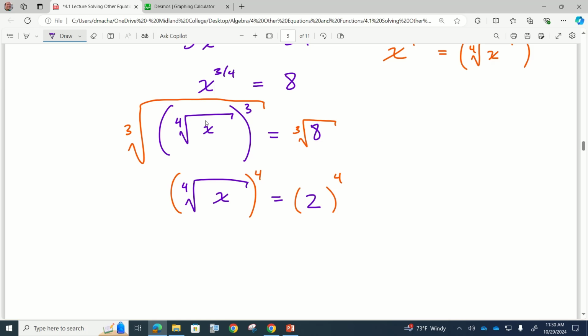So on the left side, the cube root raised to the 4th power, that cancels out, and I just get x. On the right side, what is 2 raised to the 4th power? 16, because it's 2 times 2 times 2 times 2. That is 16.